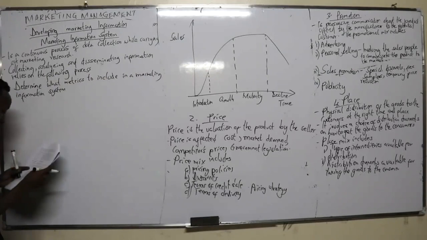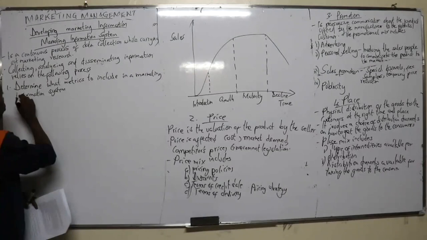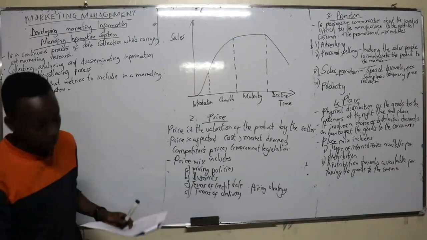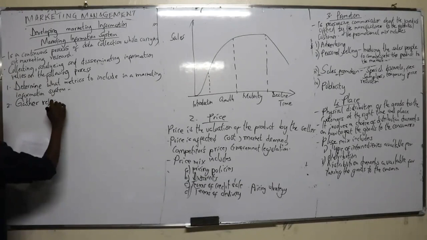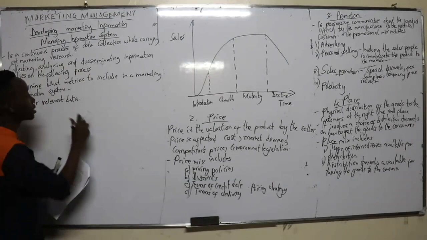So what you're saying, what are some of the bases that you're going to utilize when carrying out this marketing information research? So the metrics that we decide here may be based on what you're trying to identify, be it the sales or the return on investments that we can actually have from this kind of target markets. Also, number two, you go ahead and gather relevant data. And by relevant data, what do you mean by relevant data? This is data that actually meets these metrics that you're going to capture them against.